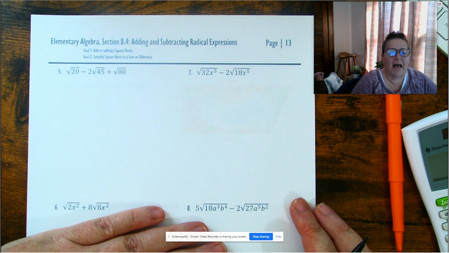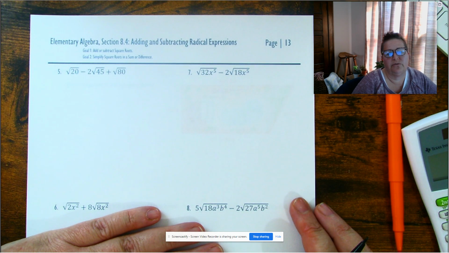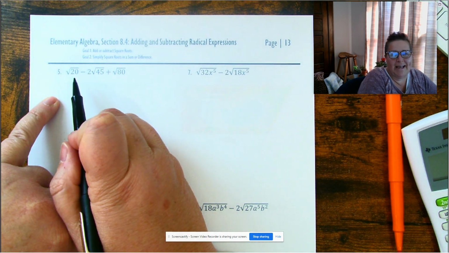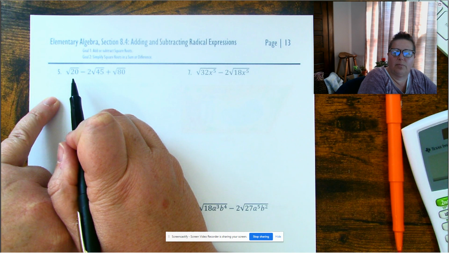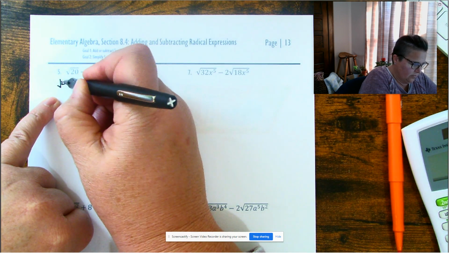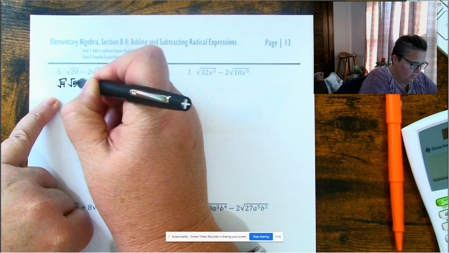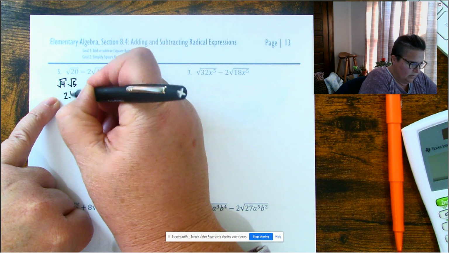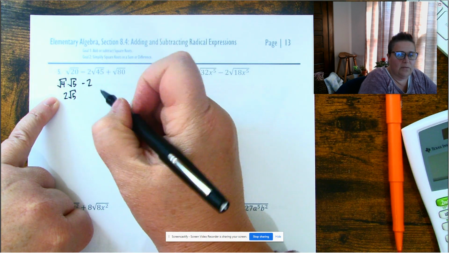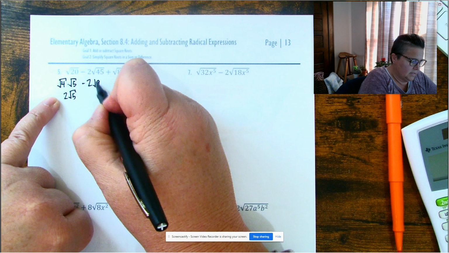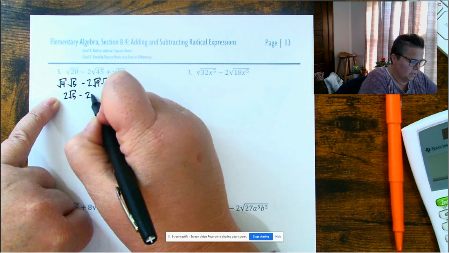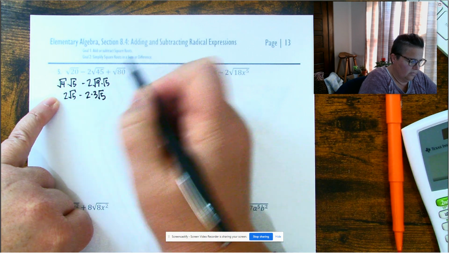Okay, problem number 5. The square root of 20 minus 2 square roots of 45 plus the square root of 80. 20 is not a perfect square, but it's also not prime. So I'm going to break 20 into the square root of 4 times the square root of 5, or 2 square roots of 5. Then I have minus 2 times the square root of 45, which could be broken into the square root of 9 times the square root of 5, or minus 2 times 3 square roots of 5.